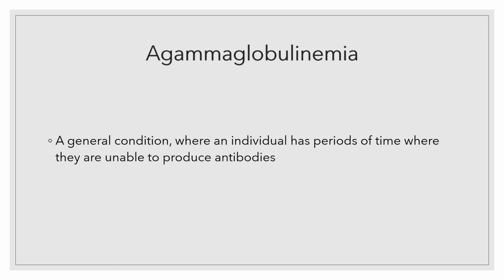Let's go ahead and talk now about the immunodeficiencies of B cells. I first want to talk about a condition known as agammaglobulinemia. This is sort of a general condition where an individual has periods of time where they are unable to produce antibodies. For example, babies have periods of time where they don't synthesize immunoglobulins. That would be called a period of agammaglobulinemia.